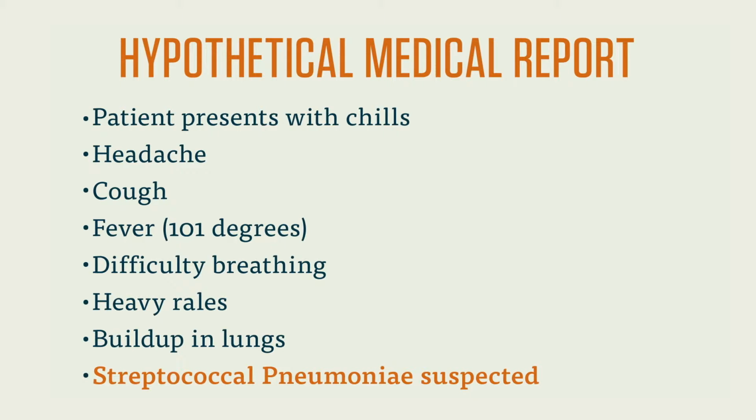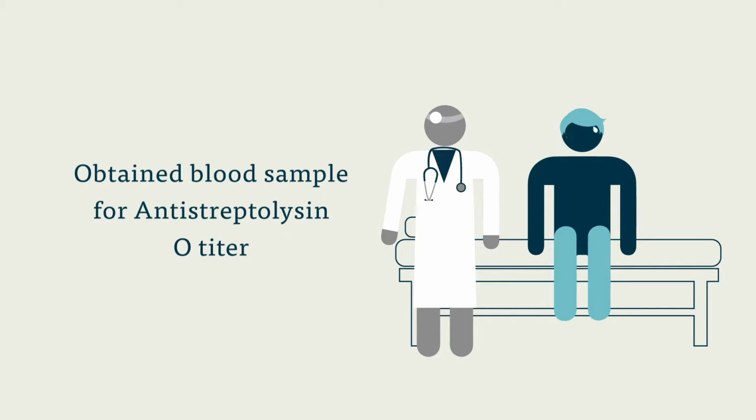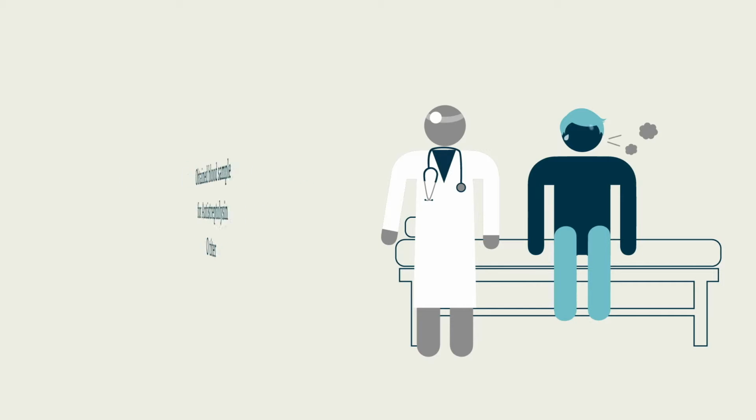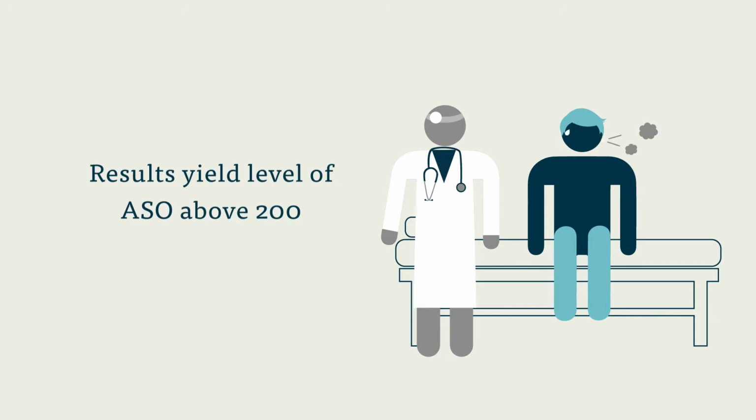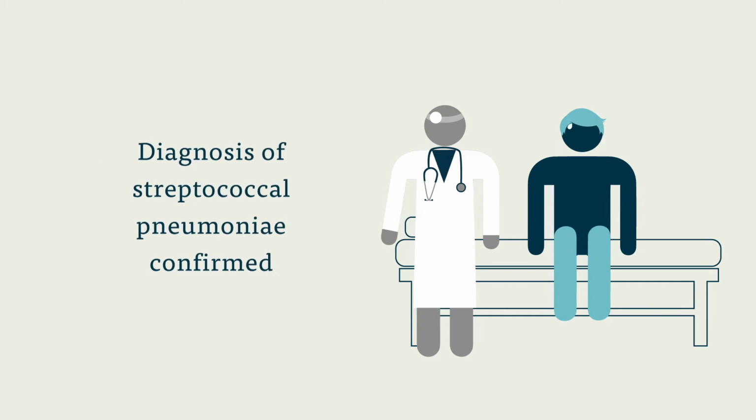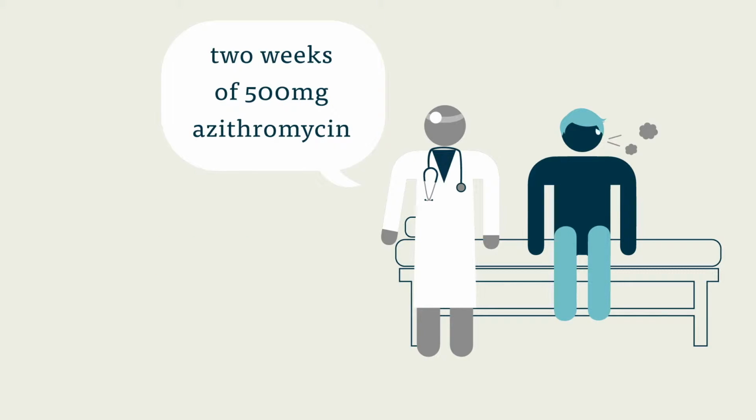Streptococcal pneumonia suspected. Obtain blood sample for anti-streptolysin O titer. Results yield level of ASO above 200. Diagnosis of streptococcal pneumonia confirmed. Prescribe patient 2 weeks of 500 milligrams azithromycin, Zithromax, and scheduled follow-up for next week.